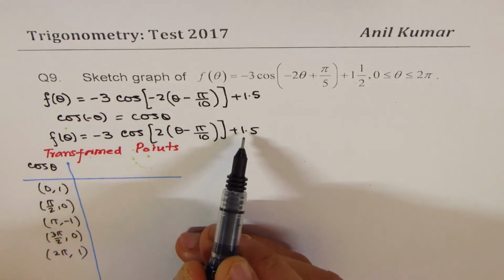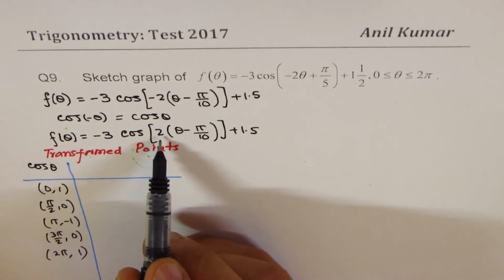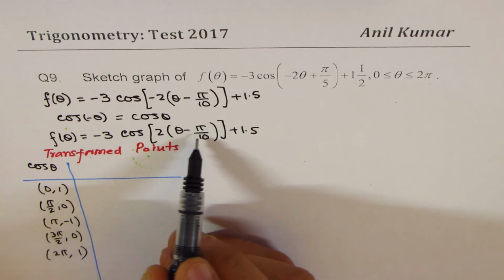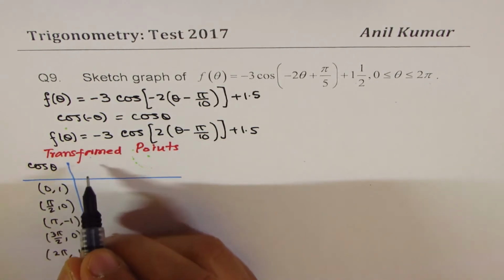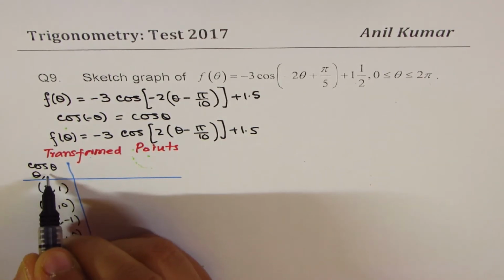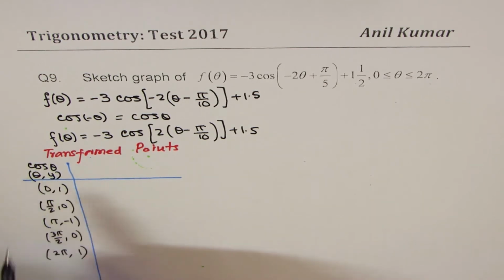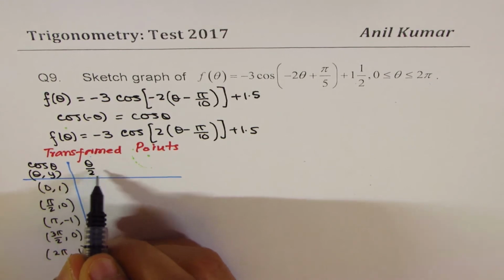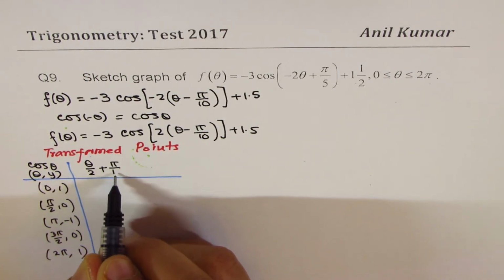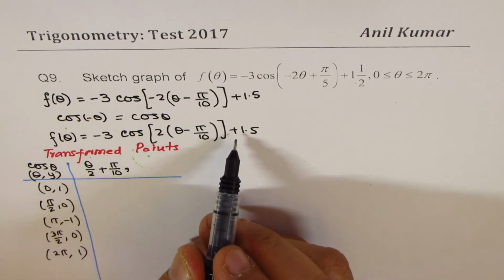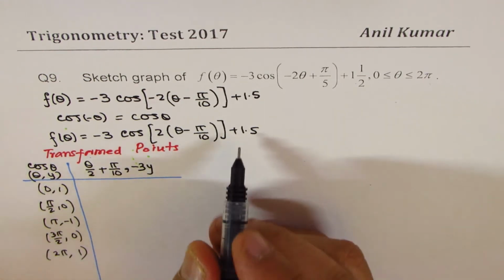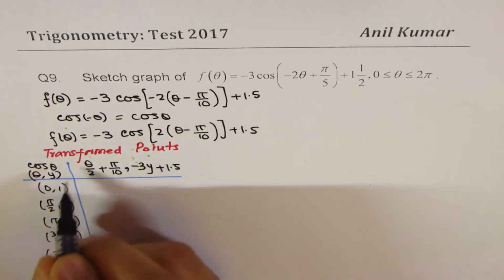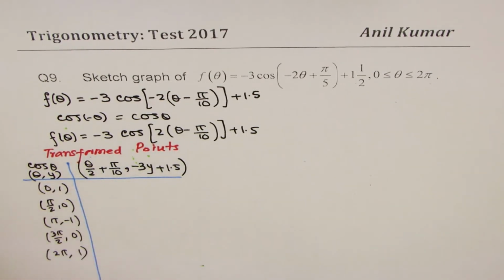Now in this particular case, you can clearly see the transformation. The x values are getting divided by 2, and then you have to add pi by 10. So the x values, which are the theta values here, become theta divided by 2, and you have to add pi by 10. That is how the theta value changes. As far as the y values are concerned, you do negative 3 times the y values, and then you have to add 1.5. So that gives the new coordinates, or we say the image. So this is the calculation which you have to do.